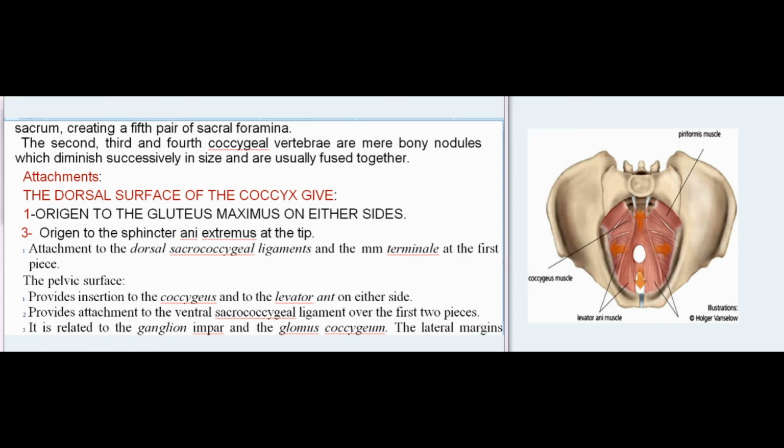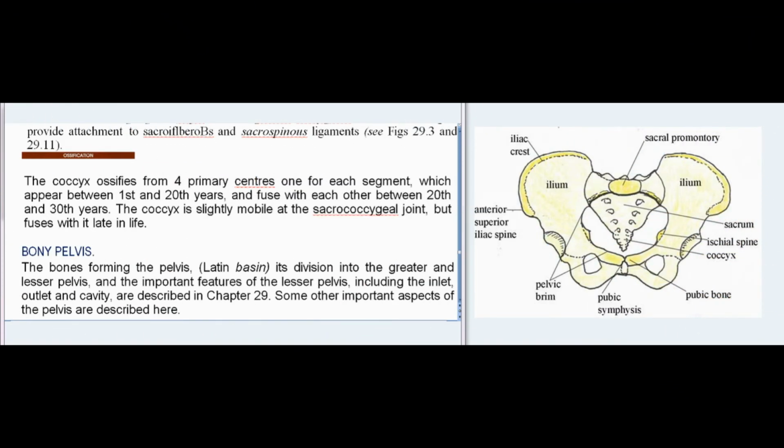The pelvic surface: 1. provides insertion to the coccygeus and to the levator ani on either side; 2. provides attachment to the ventral sacrococcygeal ligament over the first 2 pieces; 3. is related to the ganglion impar and the glomus coccygeum. The lateral margins provide attachment to the sacrotuberous and sacrospinous ligaments, see Figs 29.3 and 29.11.